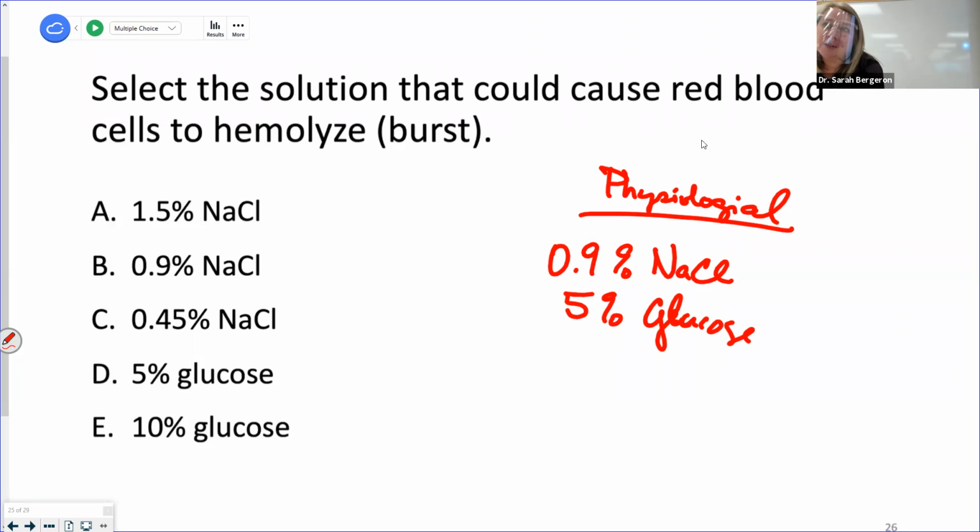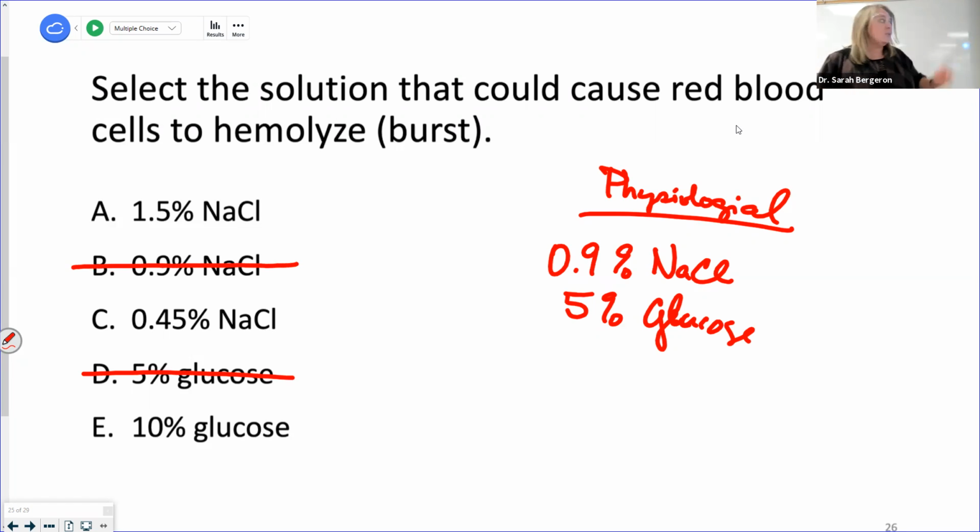Okay, so if the solution that the red blood cell is in is at physiological conditions, what happens? Nothing. Well, not nothing. We say nothing, but the same amount that goes in goes out. So the net effect is nothing. So be careful on that. The net effect is nothing. So it can't be D, it can't be C, right?